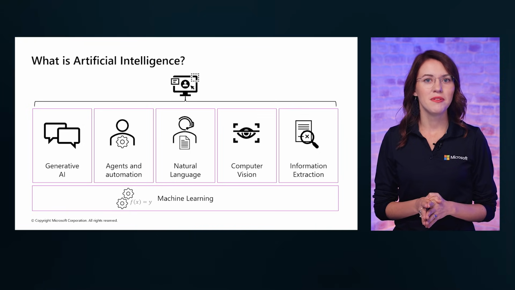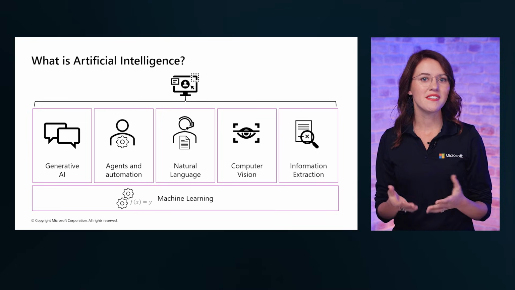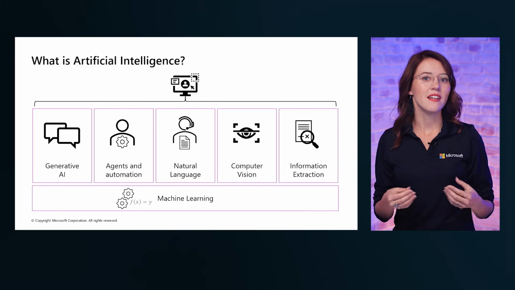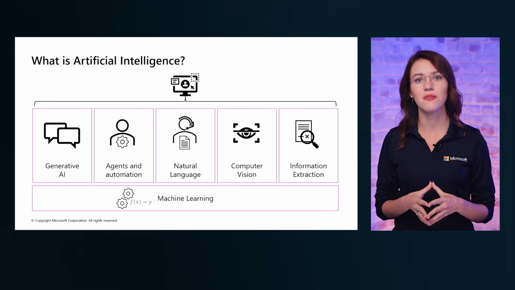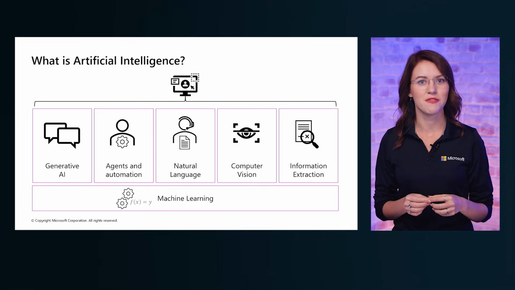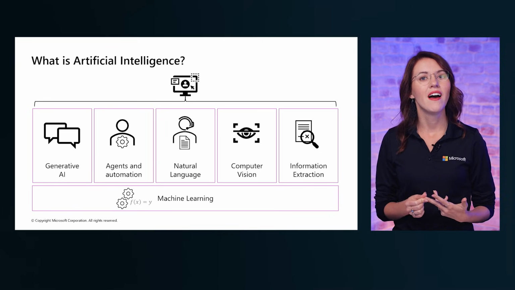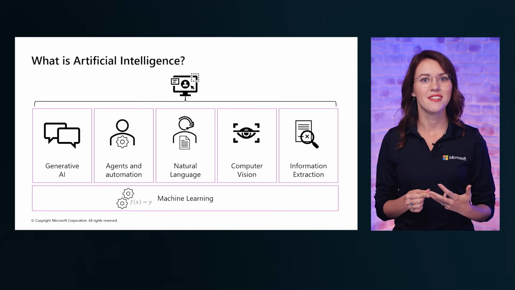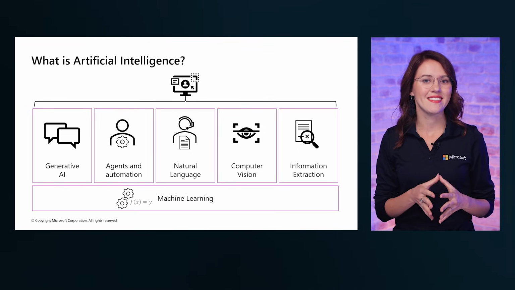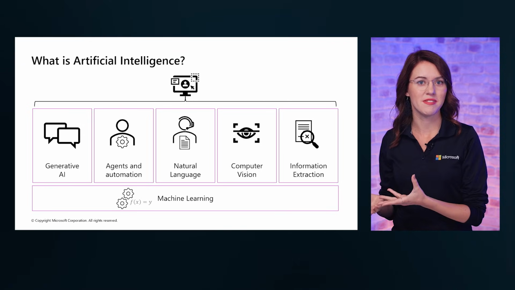AI is made up of several workloads, and they often work together. For example, imagine an AI solution for auto insurance claims. It uses natural language processing to understand a customer request, computer vision to assess damage from a photo, machine learning to predict repair costs, and information extraction to detect fraud. All of this data can then be indexed to create a searchable knowledge base for future claims.